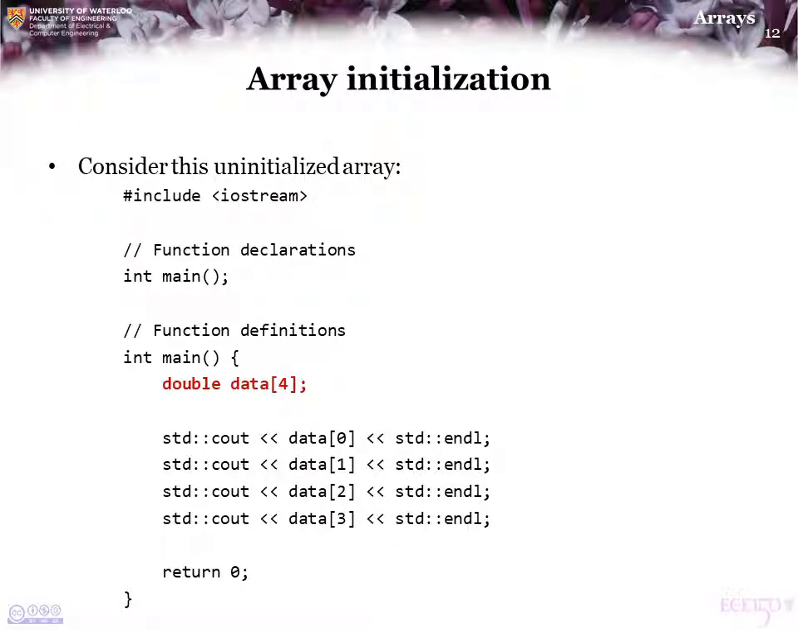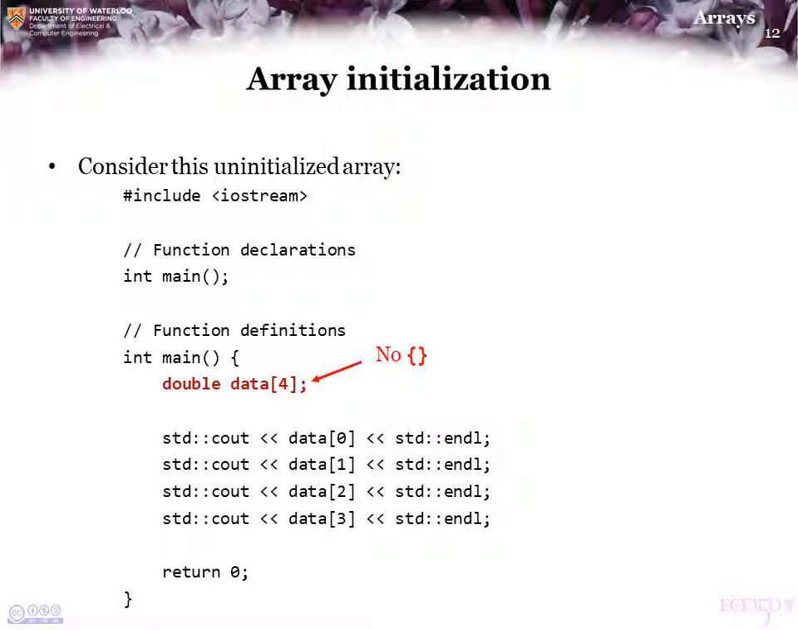Now here's an example of a program that uses an array of capacity 4. What we're doing here is we're printing out each of the 4 entries of the array. However, we will notice that there is no braces following the declaration. As you will remember, for local variables, braces are used for initialization. So what we have here is an uninitialized array of size 4.